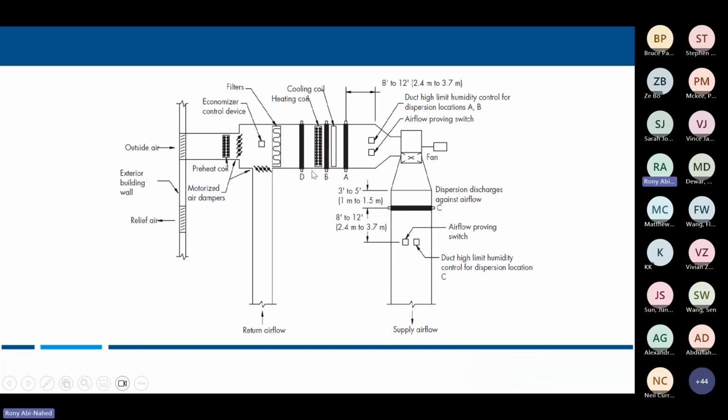You're not doing nothing. D, you definitely don't want to use D, because you can never put a grid before you heat the air. Because as I showed in the beginning, cold air cannot retain humidity. So you never put a grid before a heating coil. The grid should always be after the heating coil.